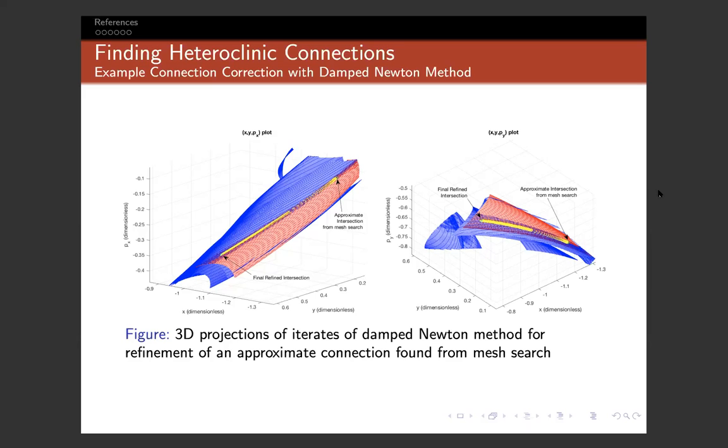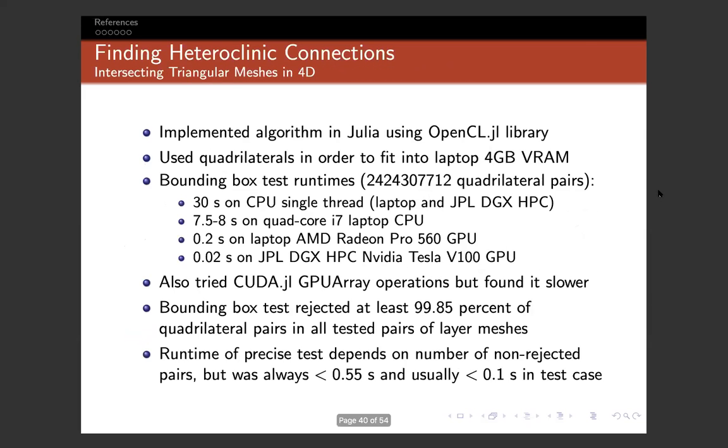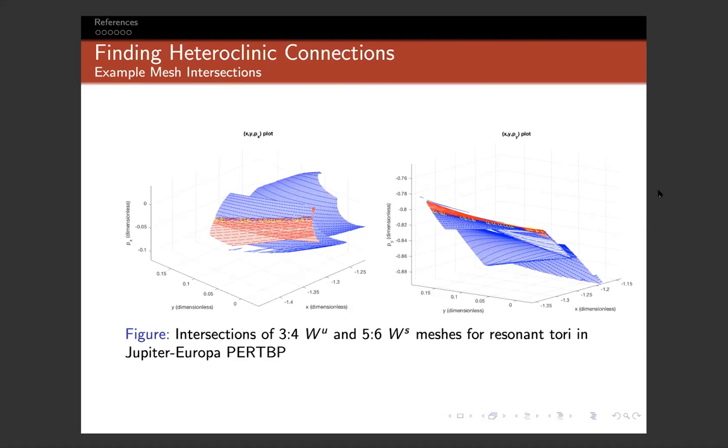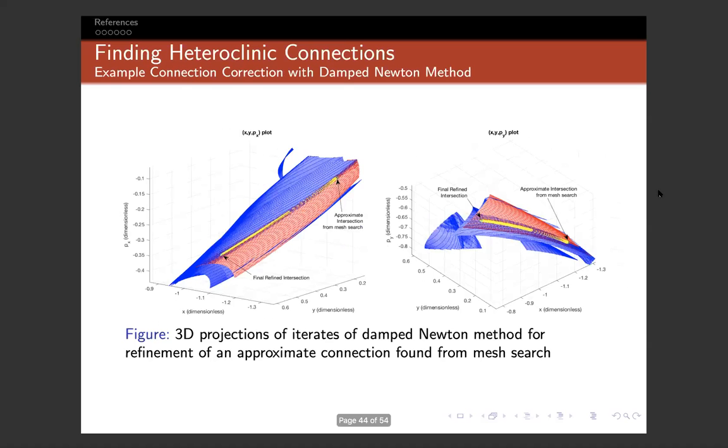What you can see is that the final intersection we computed is not at all close to the approximate intersection from the mesh search. In fact, if you recall from this picture, we had this line of approximate intersections. What we found is that all of these intersections, when you differentially correct them, end up at the same final refined intersection. Essentially, the way to think about this is that in the planar circular three-body problem, the unperturbed problem, heteroclinic connections occur not at isolated points, but along curves, right?